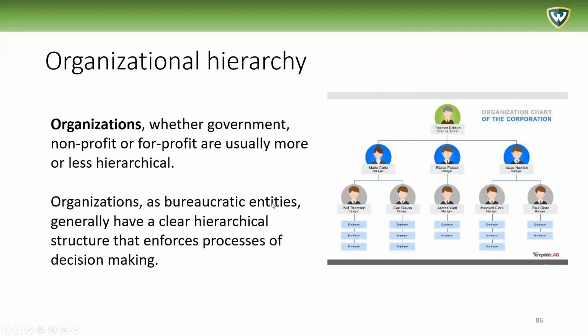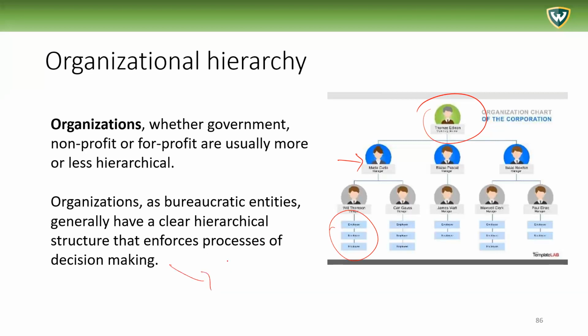Organizational hierarchy. Lastly, here, I wanted to talk a little bit about organizational hierarchy. So organizations, whether government, not-for-profit, or for-profit, are usually more or less hierarchical. There is a leader on the top, and this is just a generic diagram, not for any particular organization. There are middle-level managers, and then there are lower-level workers or staff. Organizations as bureaucratic entities generally have a clear hierarchical structure that enforces processes of decision-making.